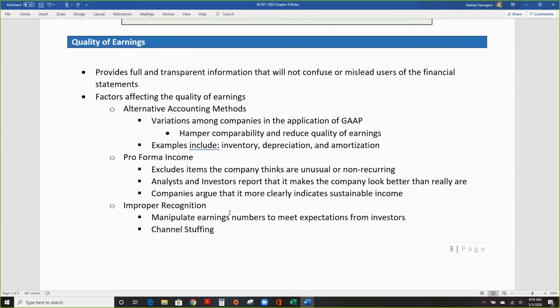A lot more formulas typically happen closer to this part, but we're going to focus on some factors. Okay? We're going to look at alternative accounting methods, which are variations among companies in the application of GAAP. These may hamper comparability and reduce quality of earnings. So they have actually examples already. This is good old inventory, depreciation, and amortization. Again, if I try to compare these to other companies, it's going to be extremely tough.